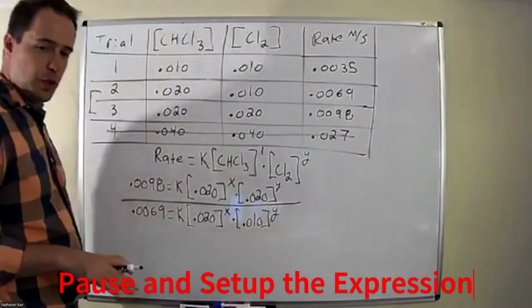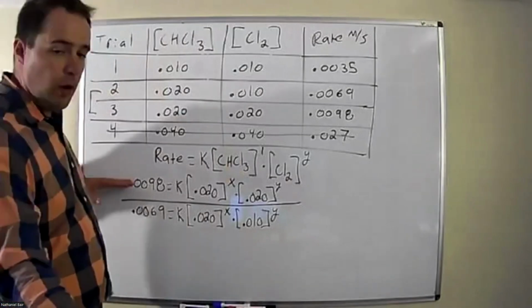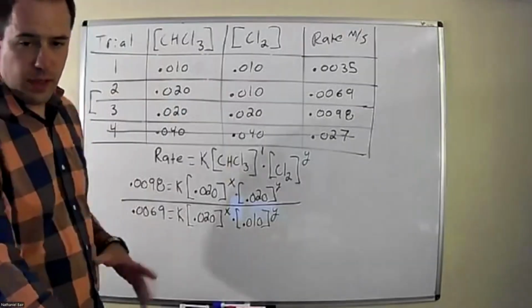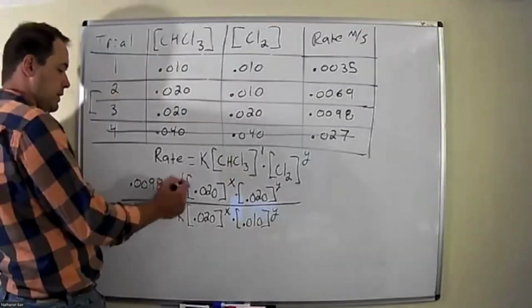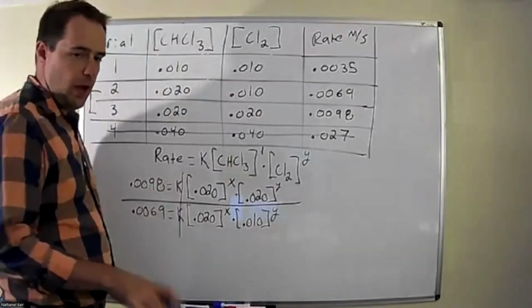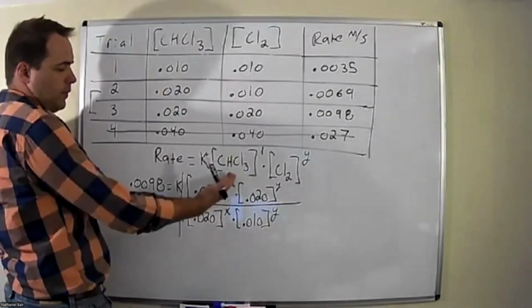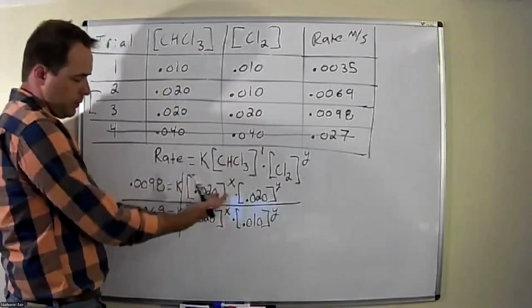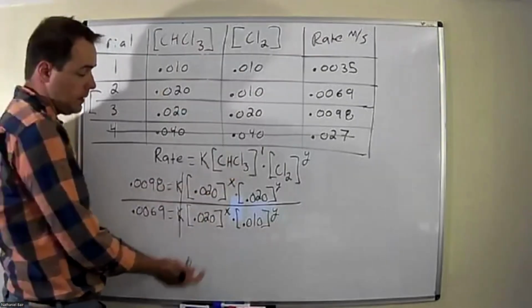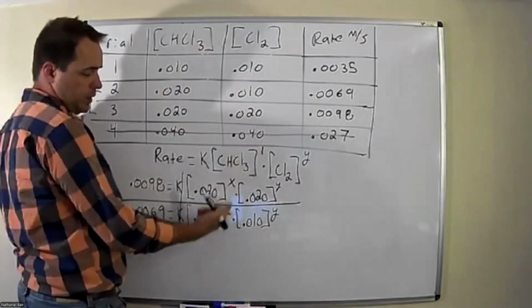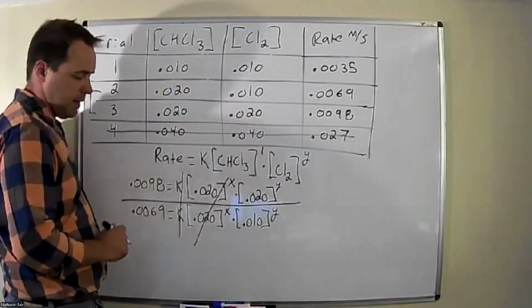All right, this is what you should end up with. We've got the rate law for trial 3 on top of the rate law for trial 2. Now we can start to cancel some stuff out. The rate constant, whatever it is, is going to cancel out. And all of the data for chloroform is going to cancel out because we held the chloroform constant. Now we actually know that this is first order from before, but you can just leave it as x's. That's going to cancel out.